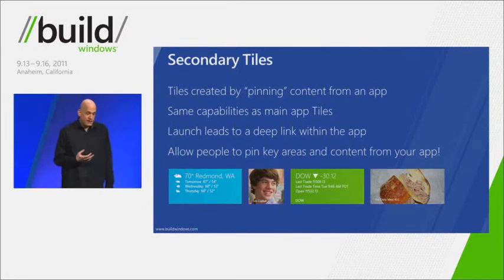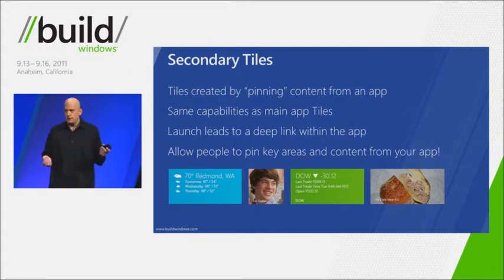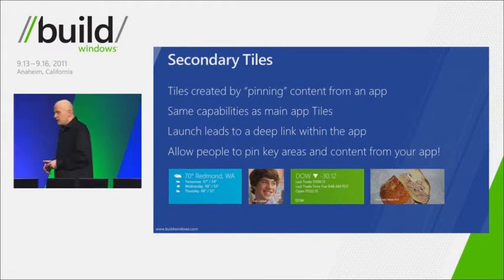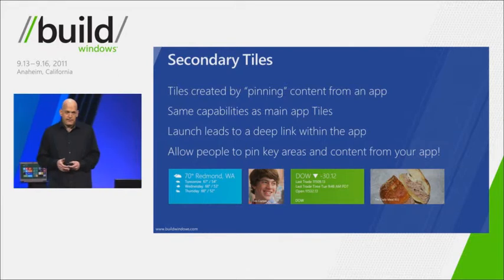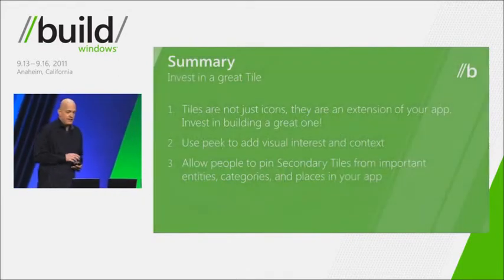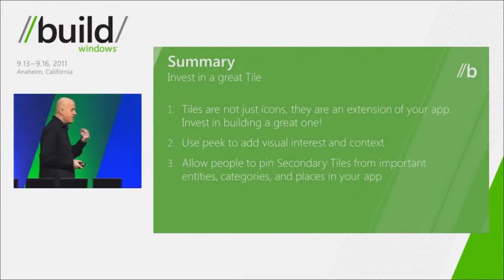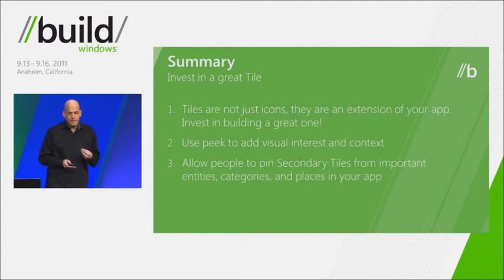I find myself more often going back to the start screen just to see what's going on. I don't have to constantly launch apps and say, hey, is there anything new going on in Engadget? I can tell that there is because it's there on my start screen. I can go and see everything in one glance. And once you use it, you will get addicted to it, and everything else will feel antiquated. That's what it's like. And you can bring that experience to your own app by allowing secondary tiles. So invest in a great tile. They're not just icons, they're an extension of your app.